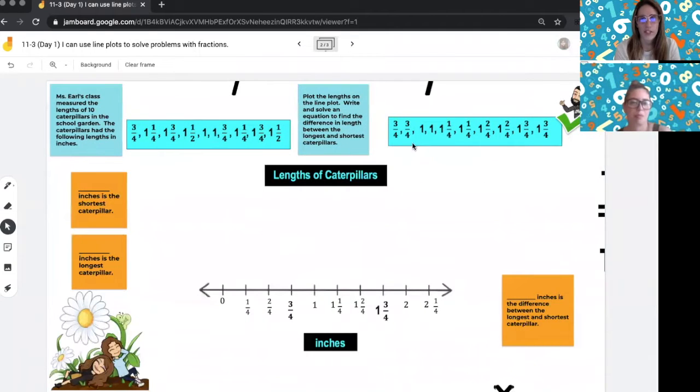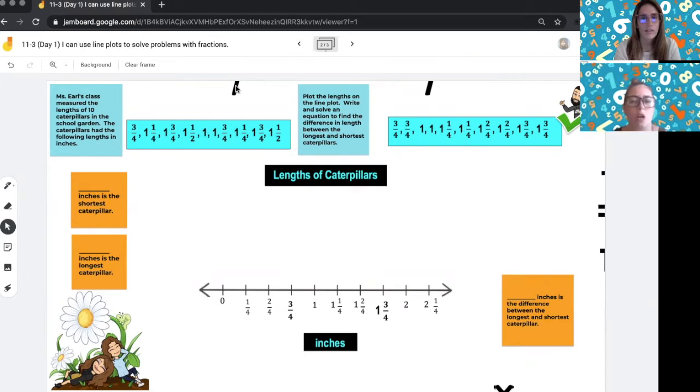So we have all of our data here. What should we do first, Ms. Schultz? Since we have to find the shortest and longest caterpillar, and all of our data is scrambled together out of order, let's rearrange our data from the shortest to the longest length so that we can see clearly and create our number line using the data.